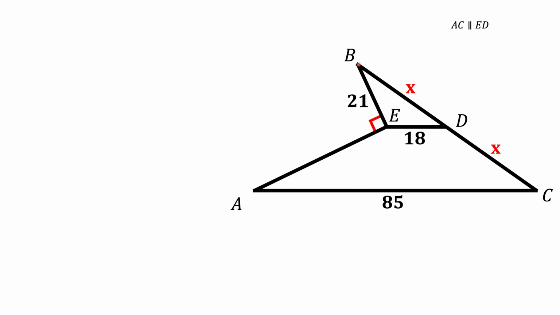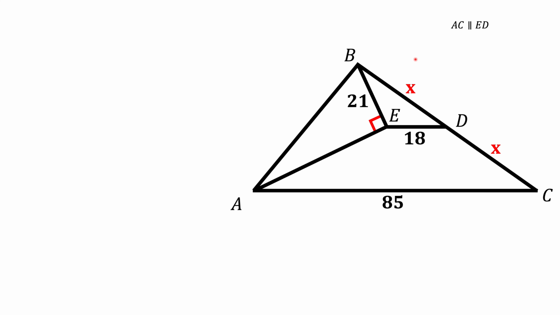Also, we have the segment BE, which is 21, and we know that the segment AE is at 90 degrees to segment BE, and we ask to find the length X, which is BD or CD. Well, the first thing that comes to my mind is I really want to connect point A and B, because otherwise this picture is very ugly.